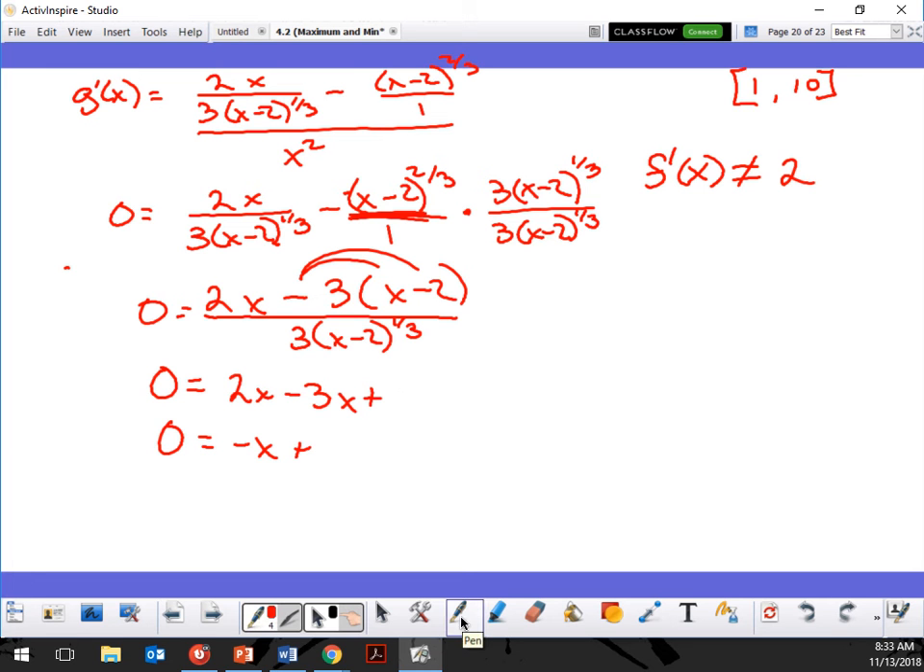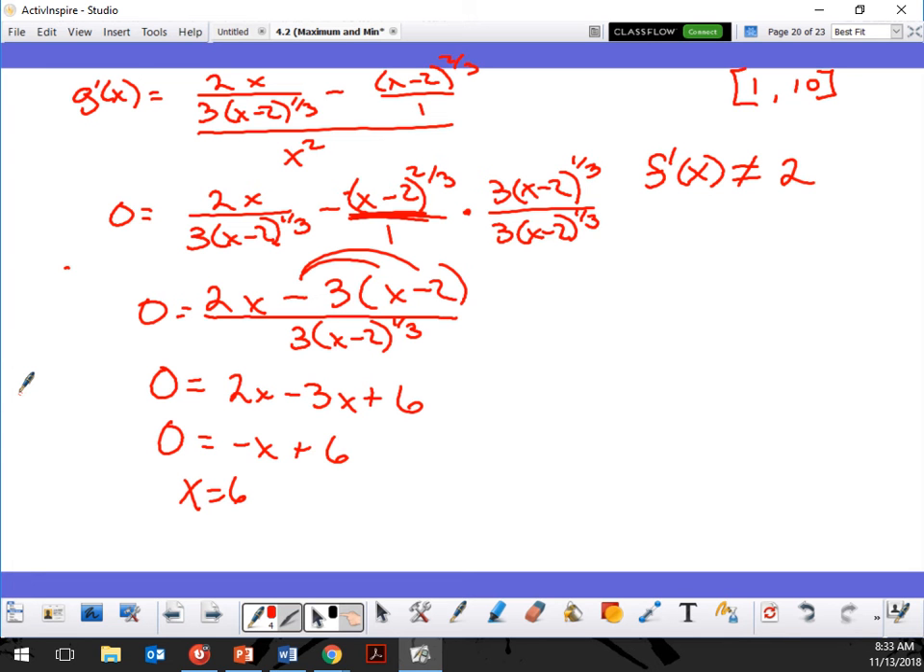All right, so that's going to be plus 6 right there. Yes, thank you. Okay, so now I get x equals 6. There we go. So that means I have a critical point at x equals 6. So that's going to be a min or a max, right?